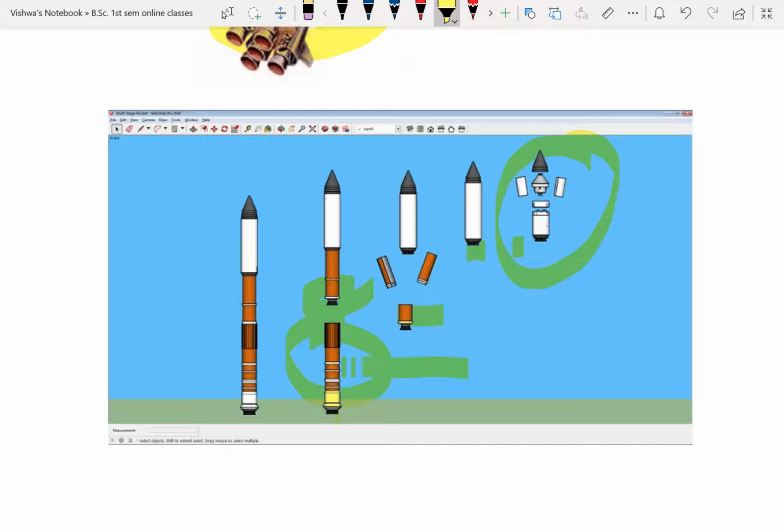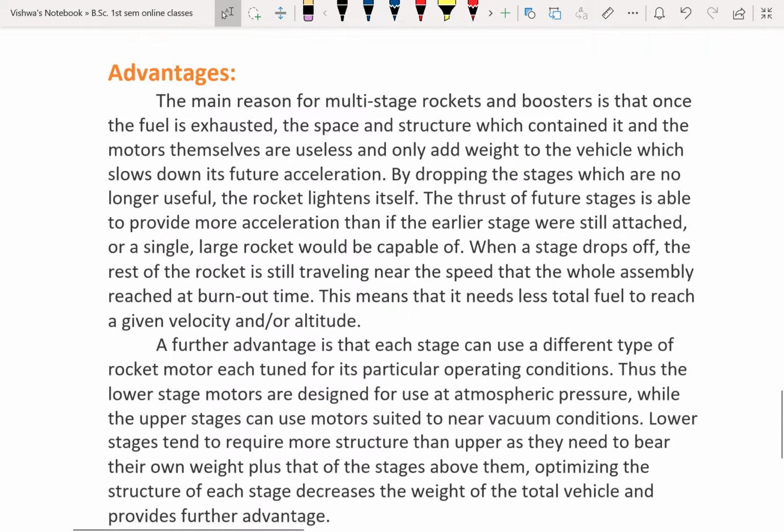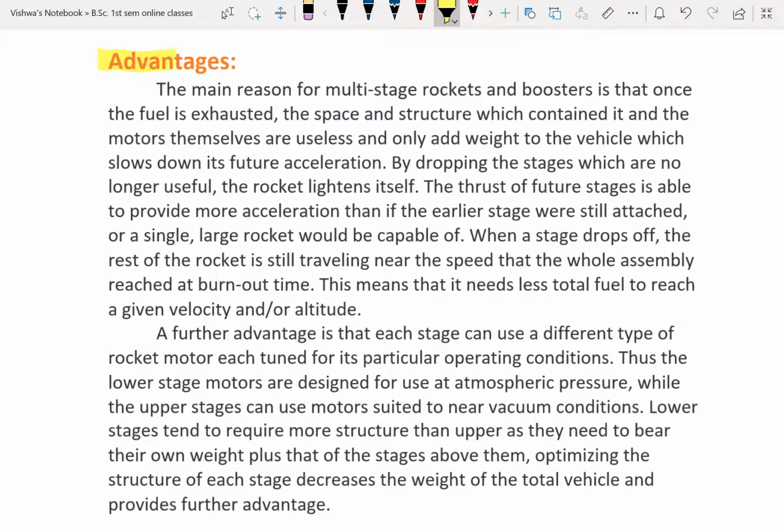So what are the advantages of using a multi-stage rocket over a single stage rocket? The main reason for a multi-stage rocket and booster is that once the fuel is exhausted, the space and the structure which contained it and the motors themselves are useless and only add weight to the vehicle, which slows down the future accelerations.